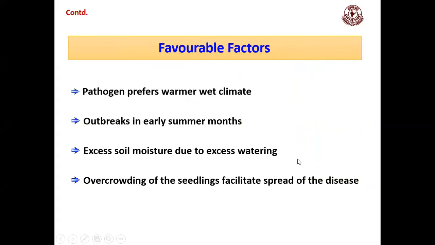And what favors this pathogen? The pathogen will be present already in the soil, and it will be present in the inactive form. But some of the factors will boost the pathogen to get activated. So what are all those factors?